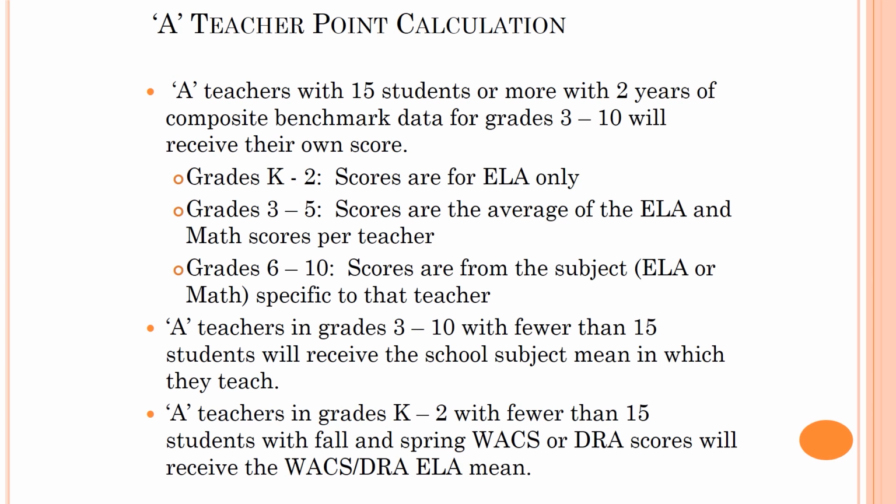A teachers in grades K through 2 with fewer than 15 students with fall and spring WACS or DRA scores will receive the WACS DRA ELA mean. A teachers in grades 3 through 10 with fewer than 15 students with 2 years of composite benchmark scores will receive the school subject mean in which they teach.